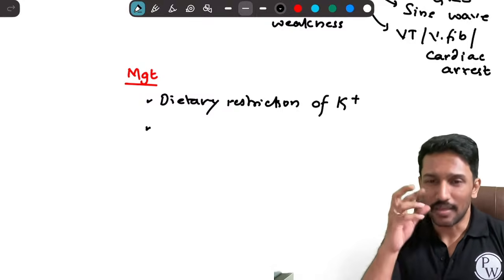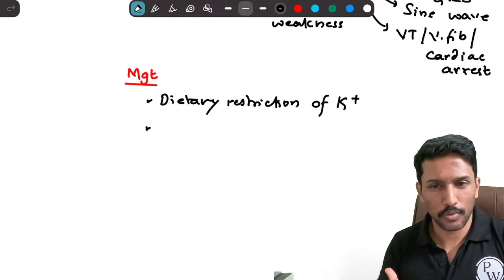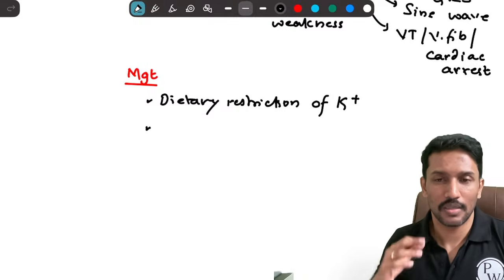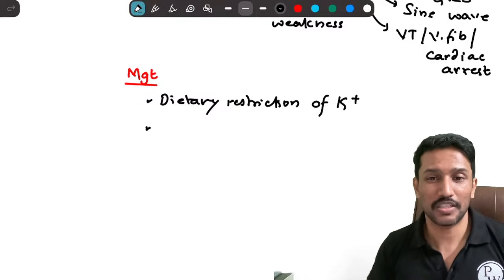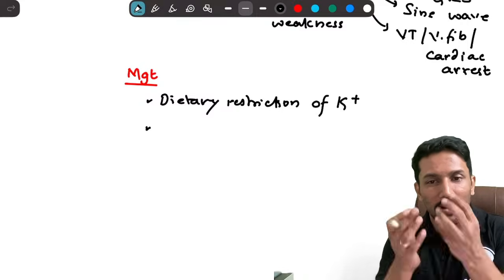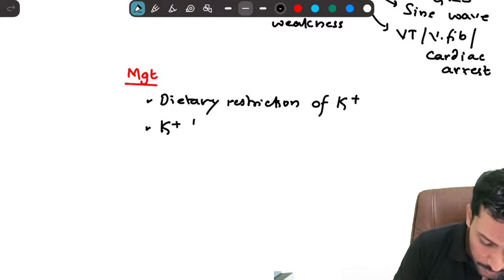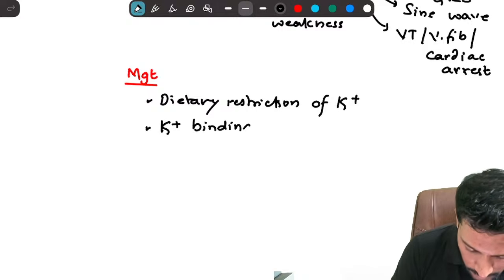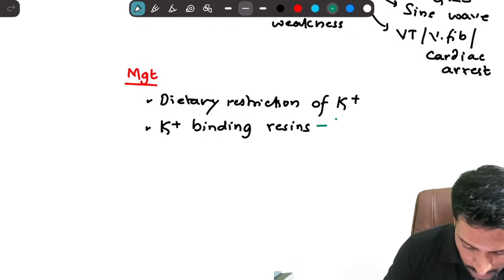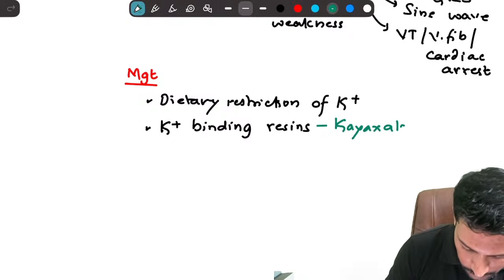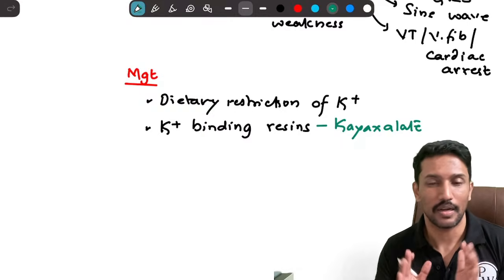Whatever little potassium comes through the diet after restricting the high potassium items, the diet will still have some amount of potassium. Its absorption can also be restricted. How? I can give agents which will bind to the potassium. If I take these potassium binders with the food, they will bind to the potassium and make it leave in the stool without getting absorbed. So we call them potassium binding resins. Example, Kayexalate. So that I can keep excreting potassium in the stool without absorbing it in large quantities.